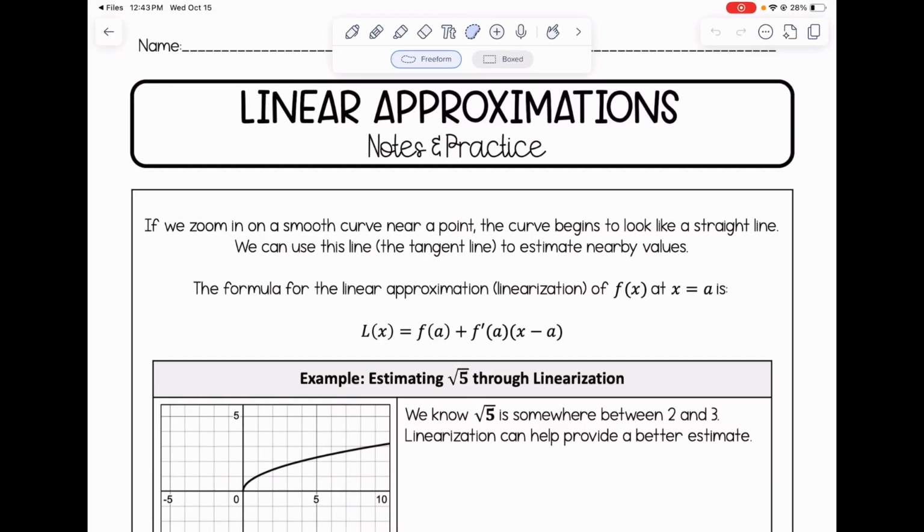In this video, we will be going over linear approximations. If we zoom in on a smooth curve near a point, the curve begins to look like a straight line. We can use this line, the tangent line, to estimate nearby values.